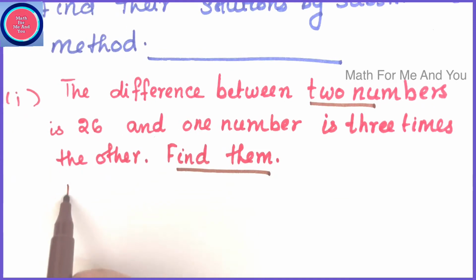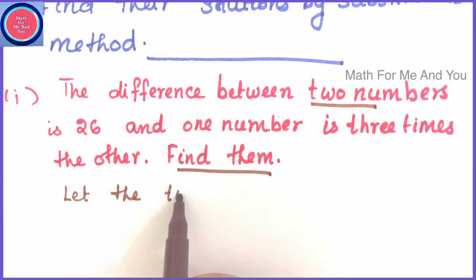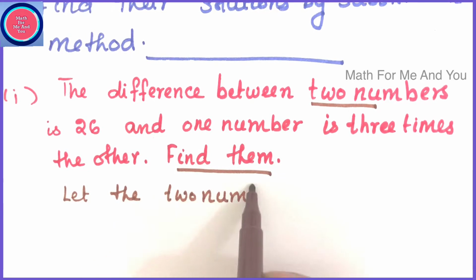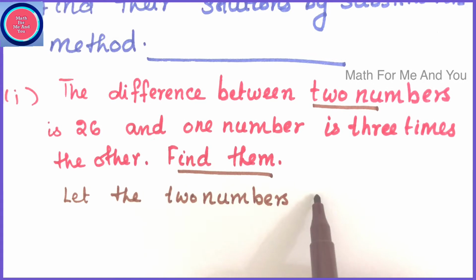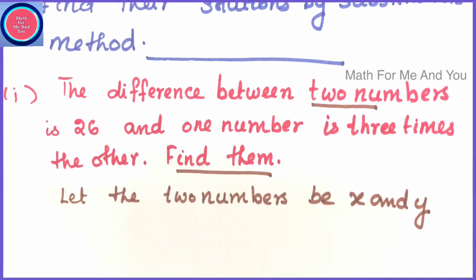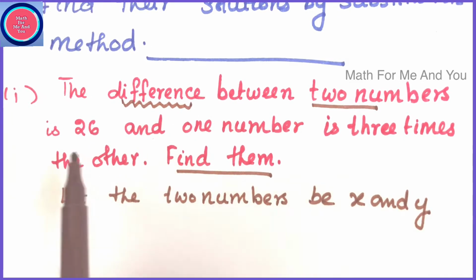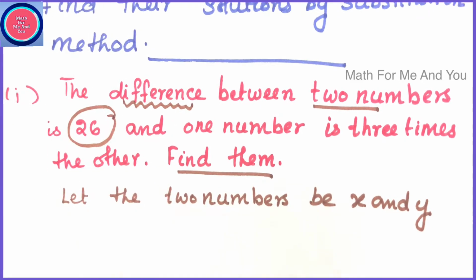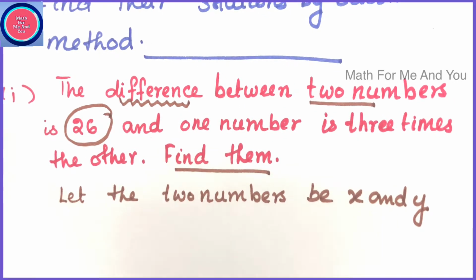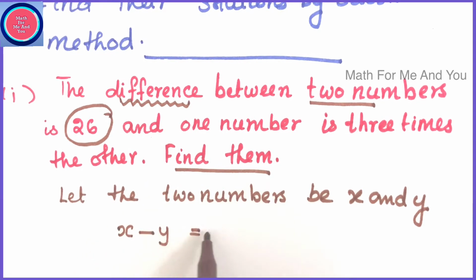So we can write the first sentence. Let the two numbers be x and y. Now we can form two equations. How? It is given the difference between the two numbers is 26. What is the meaning of difference? Difference means minus, subtract. So we can write x, the number, minus second number y is equal to 26.